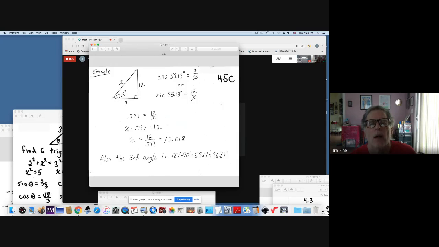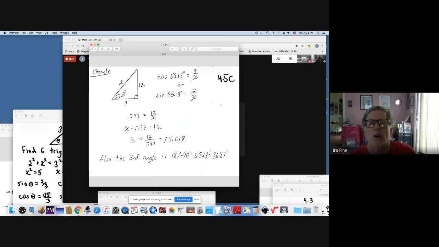Now, this is an example where you could actually do this using the Pythagorean theorem. And if you do it using the Pythagorean theorem, you will see that this side comes out to be exactly 15. I'm just showing you this because there's a little rounding error in how it works out, and you can use the Pythagorean theorem just to check it. But a lot of times you're forced to use the trig method because you only know one of the two sides of the right triangle. So let's just look at it.